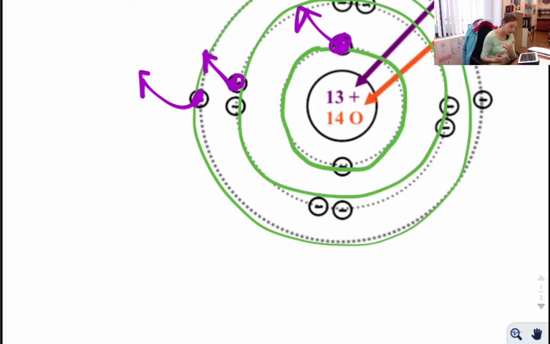Then the opposite happens if it goes back to where it was, or drops a level. If it took energy for it to go from the bottom level to the next level, then when it goes back the other way, it loses energy. When it loses energy, it emits it in the form of light.